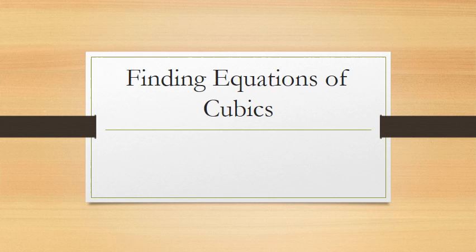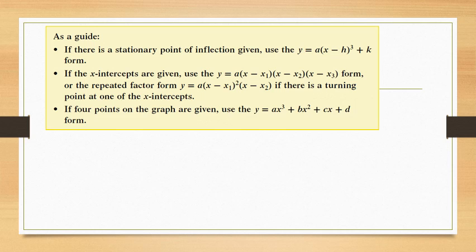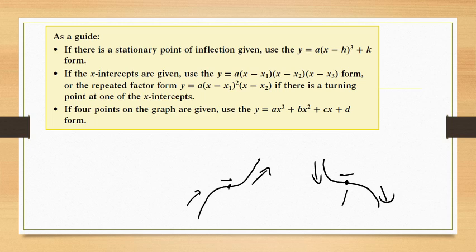We're going to look at finding equations of cubics in this section. Now, you might notice this guide is really similar to the quadratic one. That's because it is. The only difference is we have a stationary point of inflection. So if you have a point of inflection, remember the shape of it goes flat, so it goes up, flat, then up again, or it goes down, flat, then down. So this particular point is called the stationary point of inflection, or quite often I'll write POI.